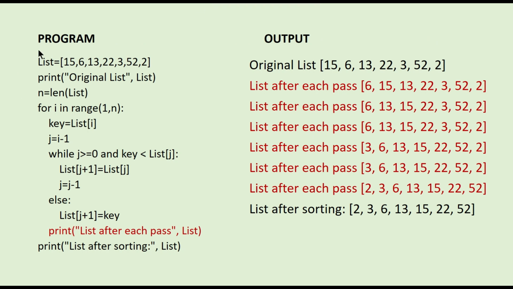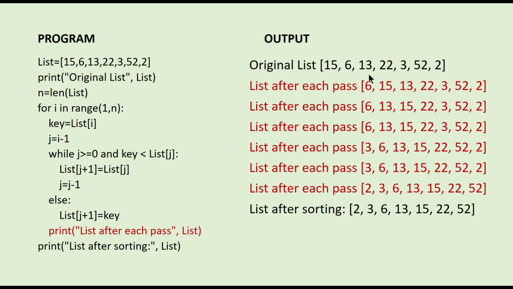Now let us understand the Python program for the insertion sort. So here the list is initialized with a list of values and I am printing the original list. So this is the original list. So n is equal to the length of the list, so that will give you the number of elements in the list. For i in range of 1 comma n. So why am I writing a for loop? Because I am going to repeat the number of iterations.